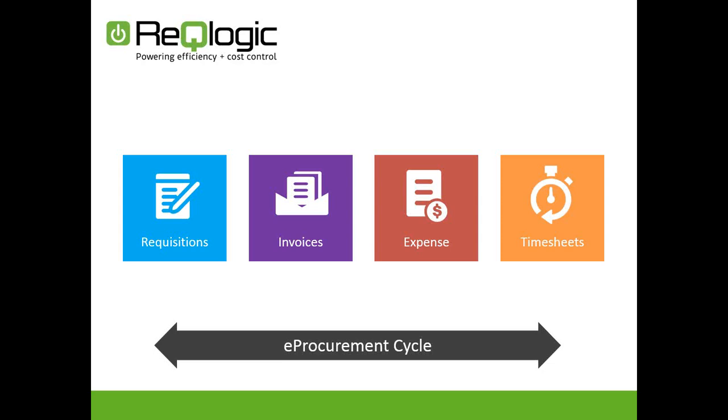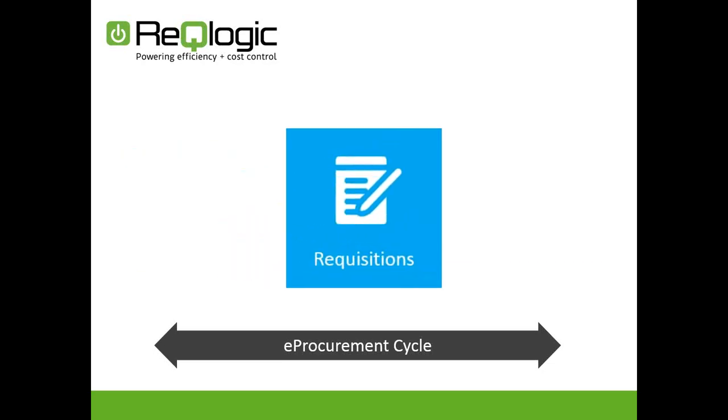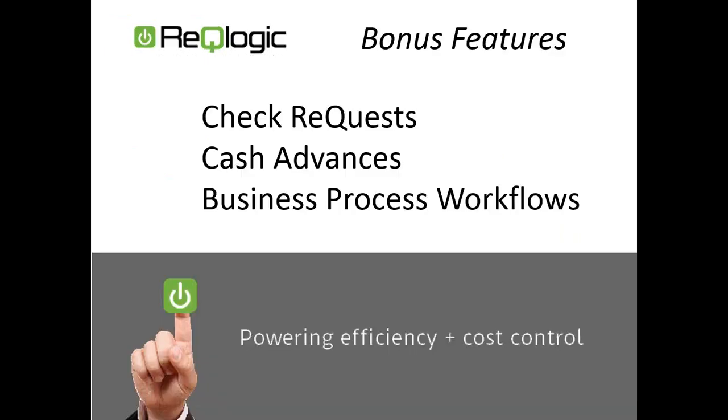At the end of that process, we can kick off the invoicing process, both for purchase order related invoices and non-purchase order related invoices. We handle the expense process, both employee reimbursable expenses as well as corporate credit cards, P-cards, reconciliations, and things like that. We do timesheets as it relates to project and things like that. Again, we're known for the requisitions piece, and that's what we're going to start with. But we're also capable of doing those things that you may not think about.